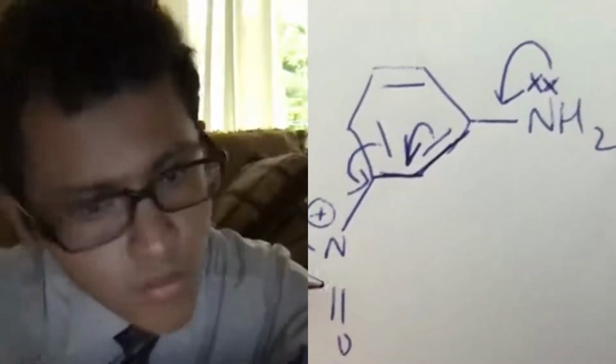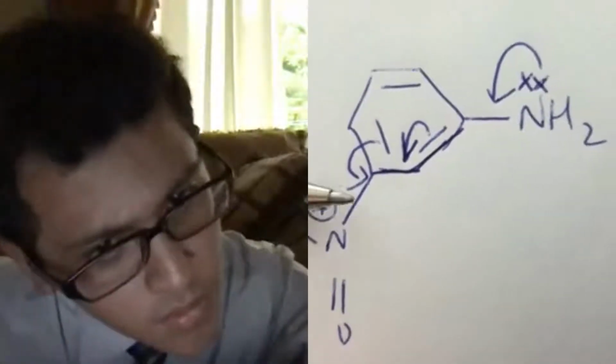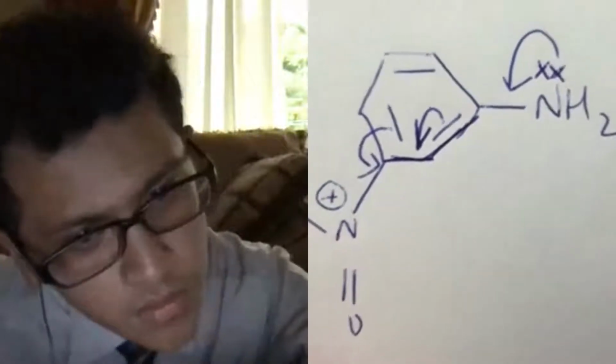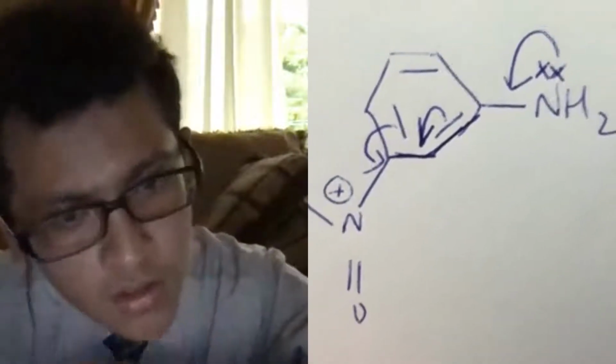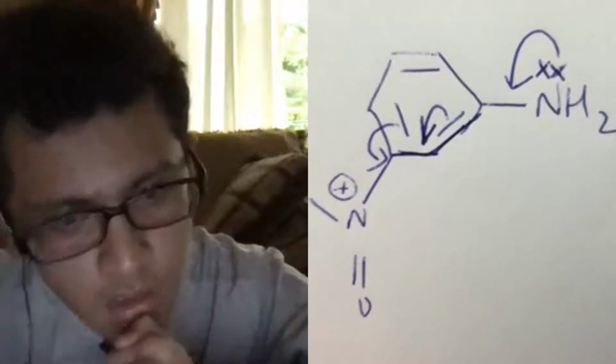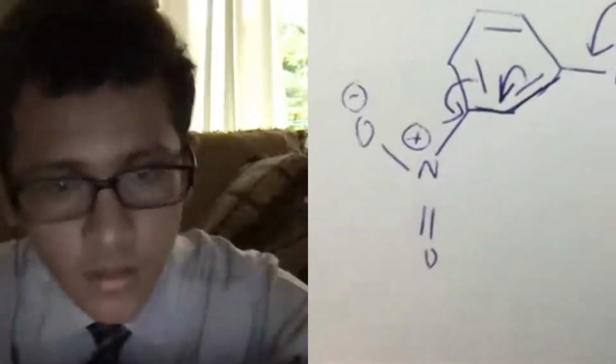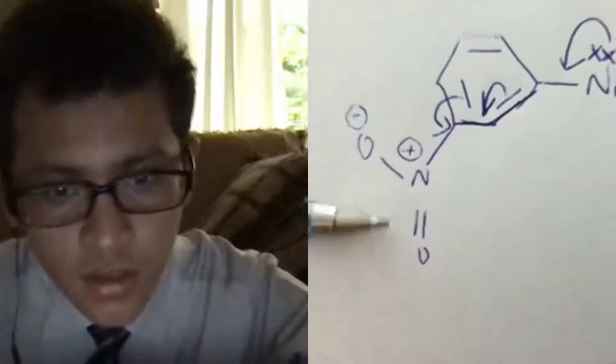But hang on, nitrogen cannot form 5 covalent bonds, because 1, 2, 3, 4, 5. Nitrogen only has 2s and 2p, right? What's the maximum number of electrons 2s and 2p can hold together? Nitrogen is in the second period, so maximum 8 electrons, maximum 4 covalent bonds. You cannot have 5. Guess what? This is a nitrogen-oxygen double bond.